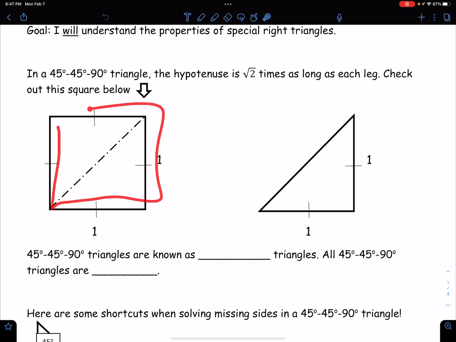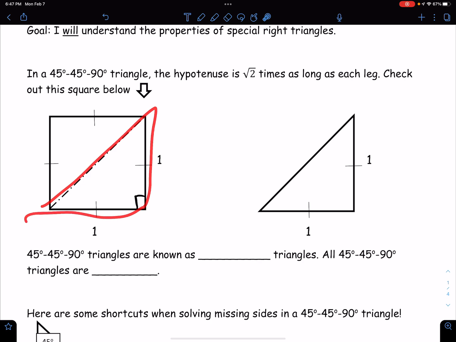So if I have a square, and each leg is one inch, one foot, one elephant, whatever you want to call it, is just one. I know I have a right angle there, so this angle here is 90 degrees. Since this leg is 1 and this leg is 1, these angles have to be the exact same. I know that a triangle is 180 degrees, and this one is 90, so both of these have to be 45 degrees.